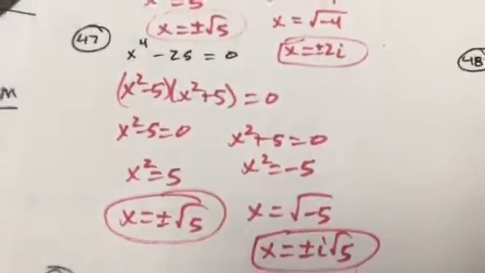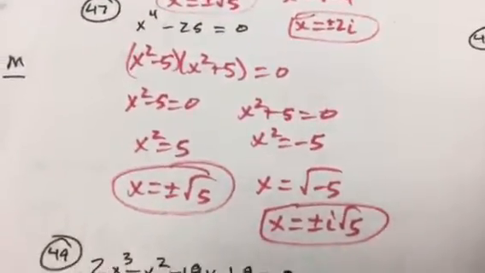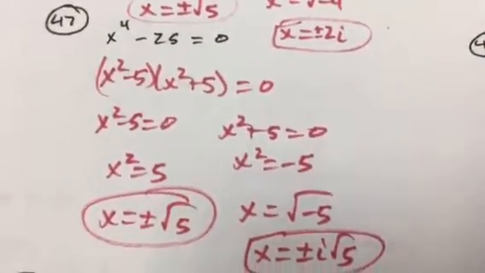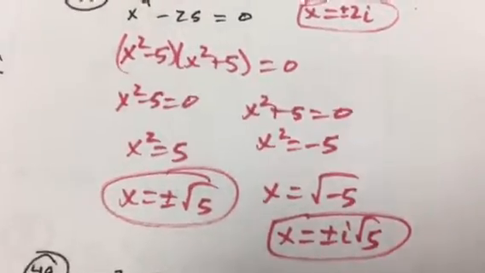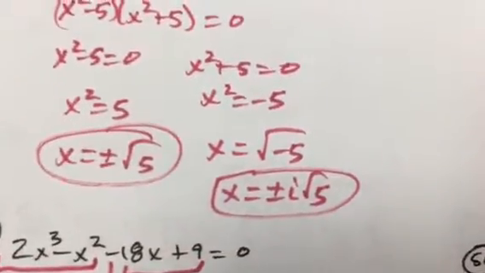All right, 47, it's the difference of two perfect squares. Or you can think of it, what multiplies to 25 because it's negative, differs by 0? Positive 5, negative 5. You have x to the fourth, so you need x squared minus 5, x squared plus 5. Set them equal to 0. You get x squared is 5, so x is plus or minus root 5. You're going to get x squared is negative 5, so x is plus or minus i root 5.